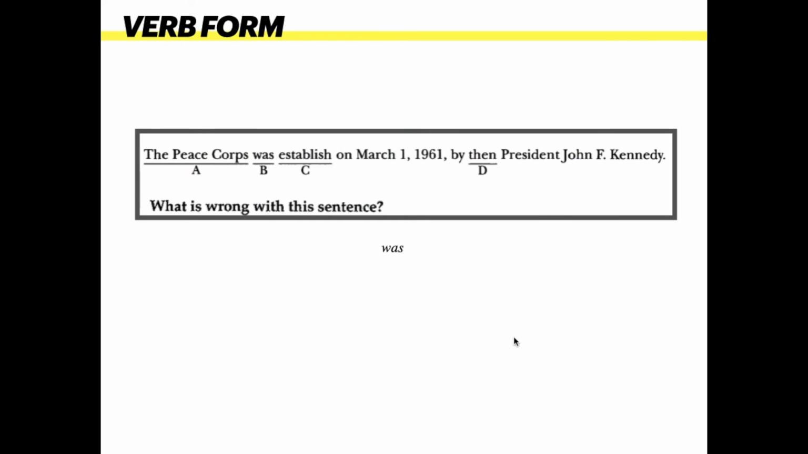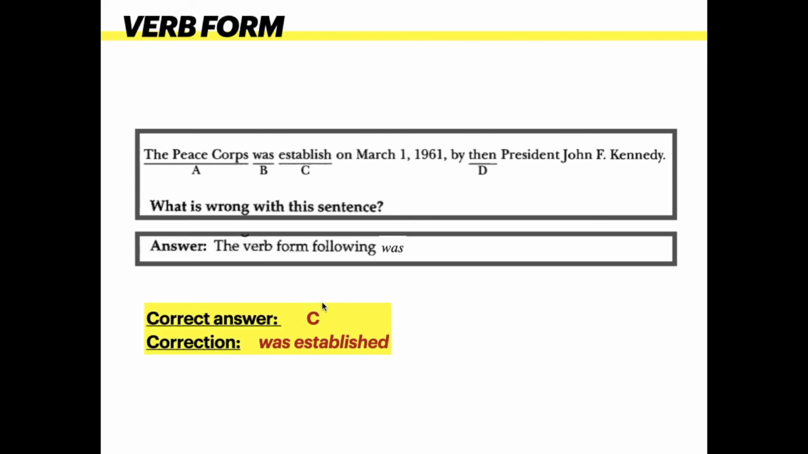So here's the exercise. The Peace Corps was established on March 1st, 1961 by then President John F. Kennedy. So we have was, aquí está verb to be. Y dijimos que después tiene que tener ing o past participle. Y aquí no tiene ninguna. So the correct answer is letter C. And the correction was established. Past participle.